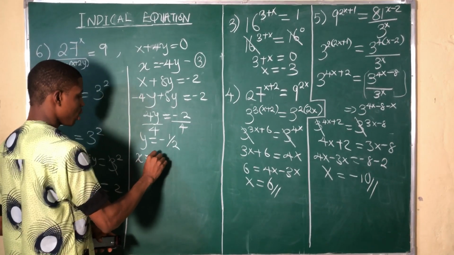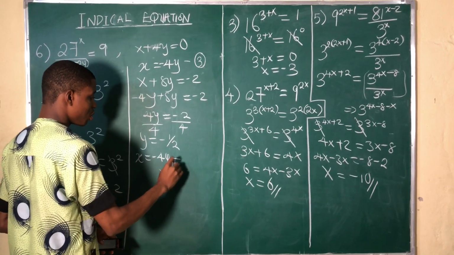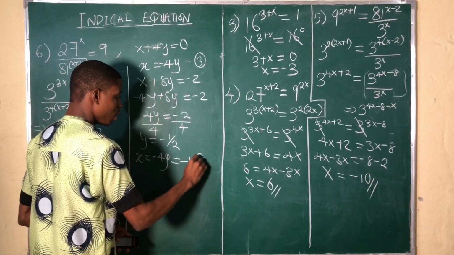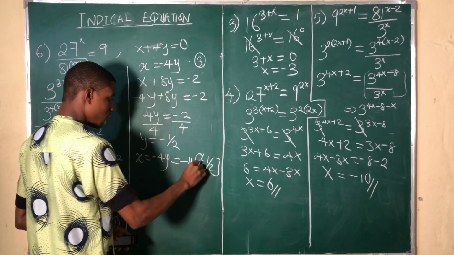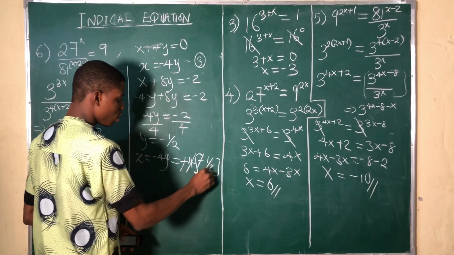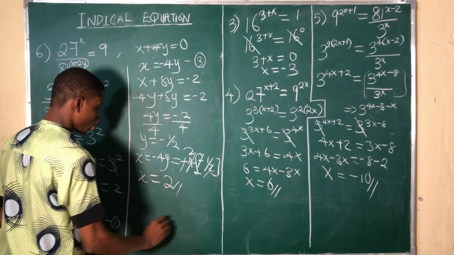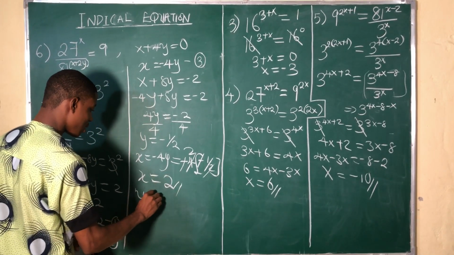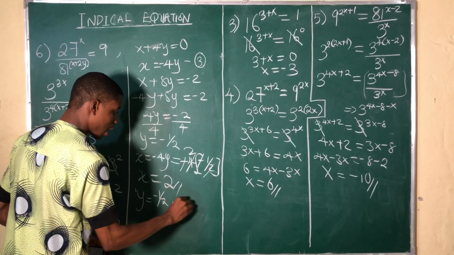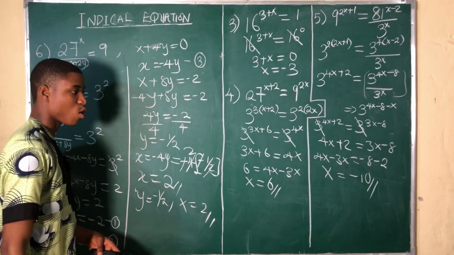So x is equal to negative 4y. Substituting, this becomes negative 4 into negative 1 over 2. Negative will cancel negative. 4 into this, we have 2. So therefore, x is equal to 2. So we have y as negative 1 over 2 and x as equal to 2. So that is the concept of what?